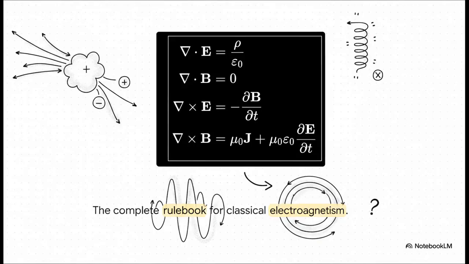When you put them all together, these four equations are the complete rule book. The first one basically says electric fields start and end on charges. The second one tells us there are no magnetic charges, no magnetic monopoles. And the last two are the really cool part. They show how a changing magnetic field creates an electric field, and a changing electric field creates a magnetic one. It's this perfect self-contained dance. But believe it or not, we can do better.